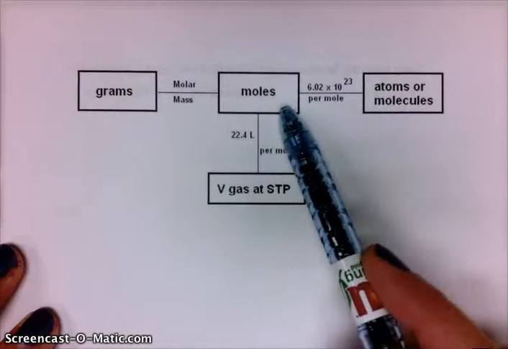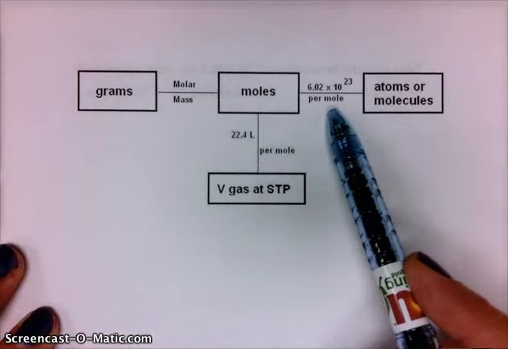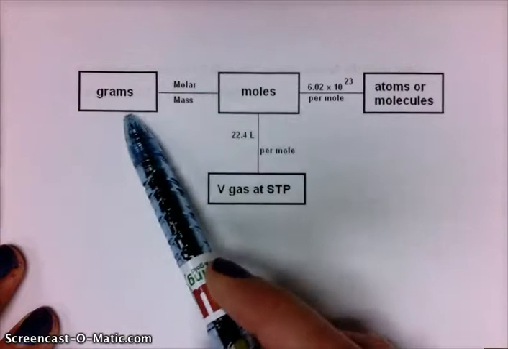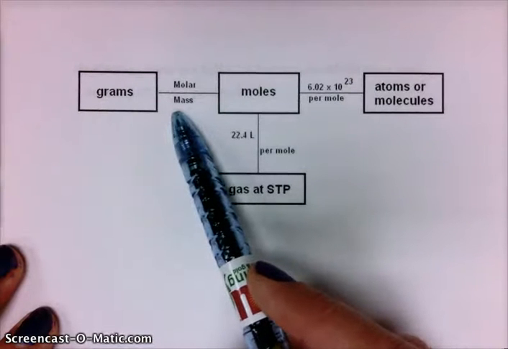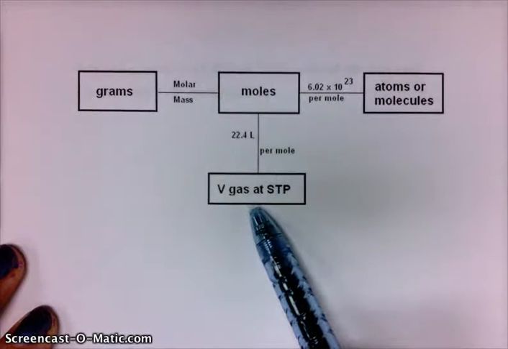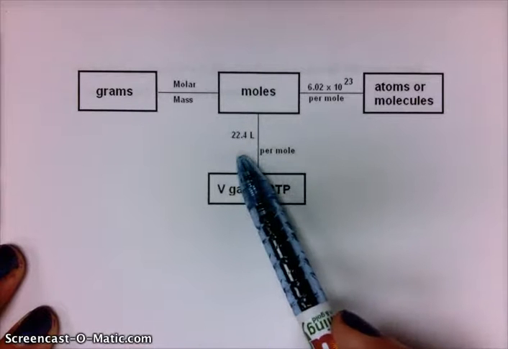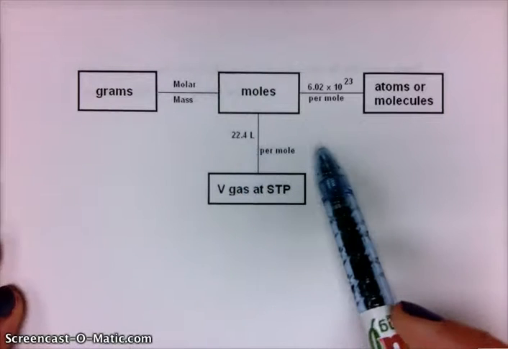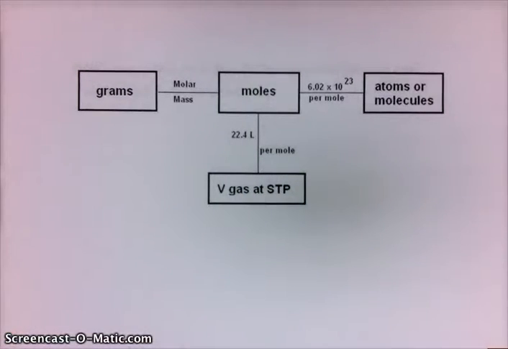These are related to moles by Avogadro's number, which is 6.02 times 10 to the 23rd atoms or molecules per 1 mole. We can also relate grams to moles through molar mass. Molar mass is the grams in 1 mole that you add up from the periodic table. Finally, we can relate the volume of a gas at standard temperature and pressure to moles using molar volume, which is 22.4 liters per 1 mole of any gas at STP. So this chart's very useful in looking at our problems.